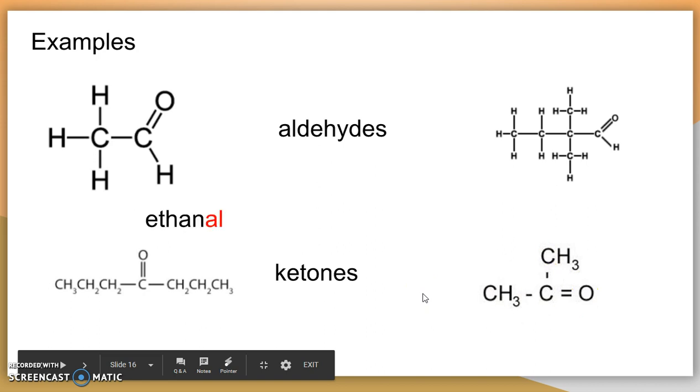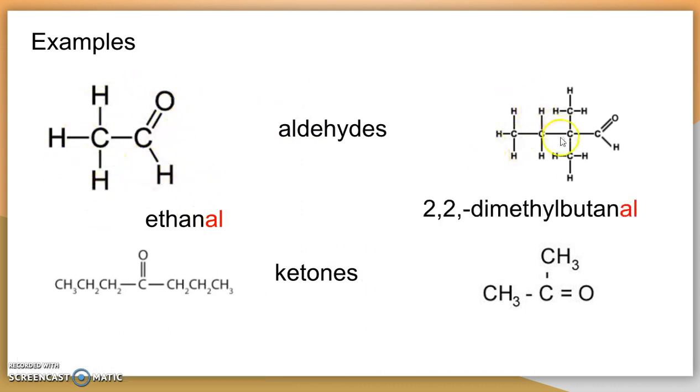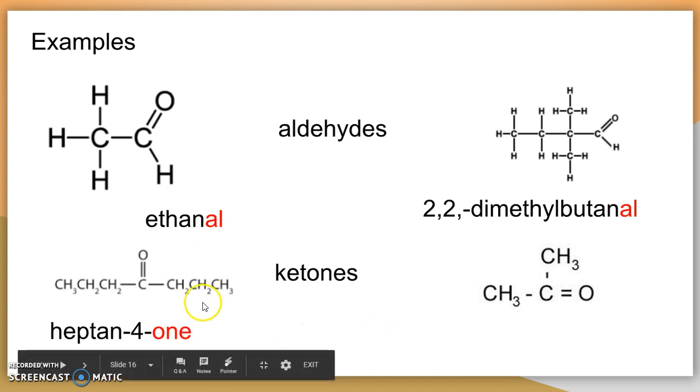Now let's look at the names of the different aldehydes and ketones. This one I call ethanal. This aldehyde is called 2,2-dimethyl butanal. Ketones: this one is called heptan-4-one. And the last example that I have here is called propanone. Remember still, if you don't know how to get to the first part, we'll get to that.